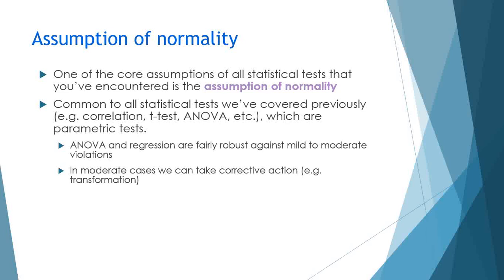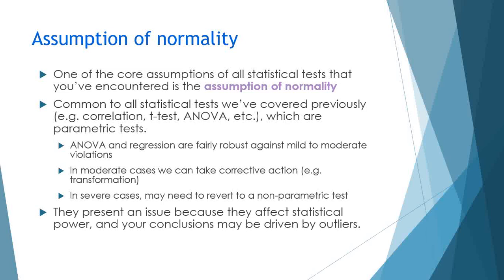Where it's a problem, though, is where there's moderate to severe skewness. And that can affect the conclusions that we draw. So in those cases, we might take corrective action such as a data transformation. And we'll pick up on that in more detail on Friday.